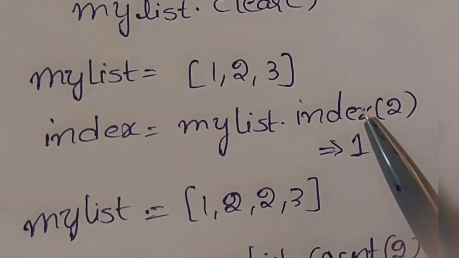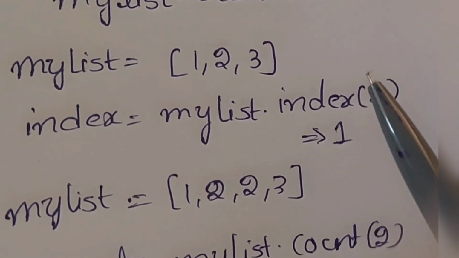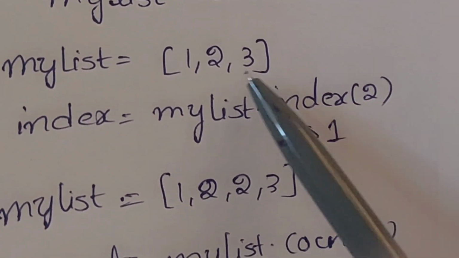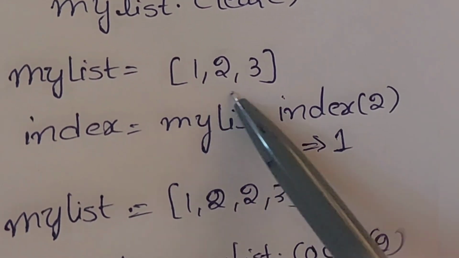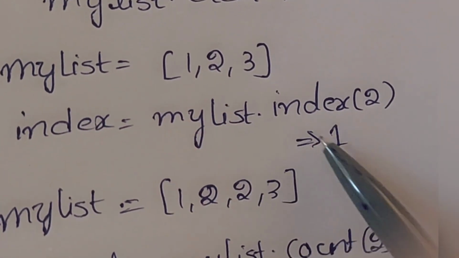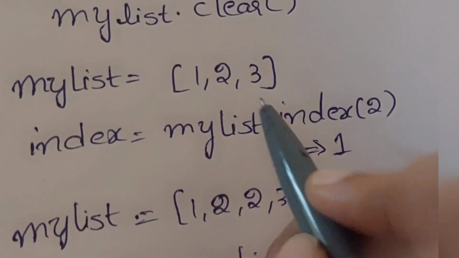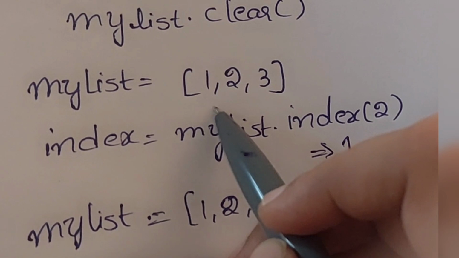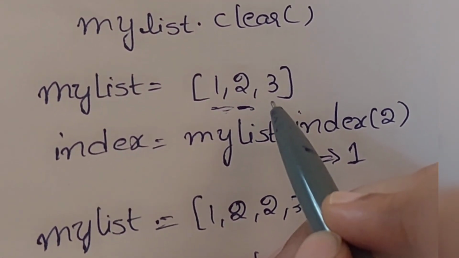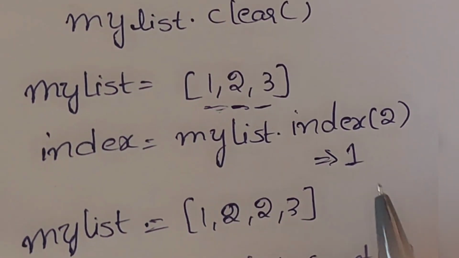So this index method is going to return us the index of that particular element. For example, here in this list 1, 2, 3, we want the index of 2. So if we give that value in these brackets, it will give us a value 1, because if we consider this, 1 is at the 0th index and 2 is at the first index and 3 is at the second index. So when we give the element 2, it will give us an index 1.